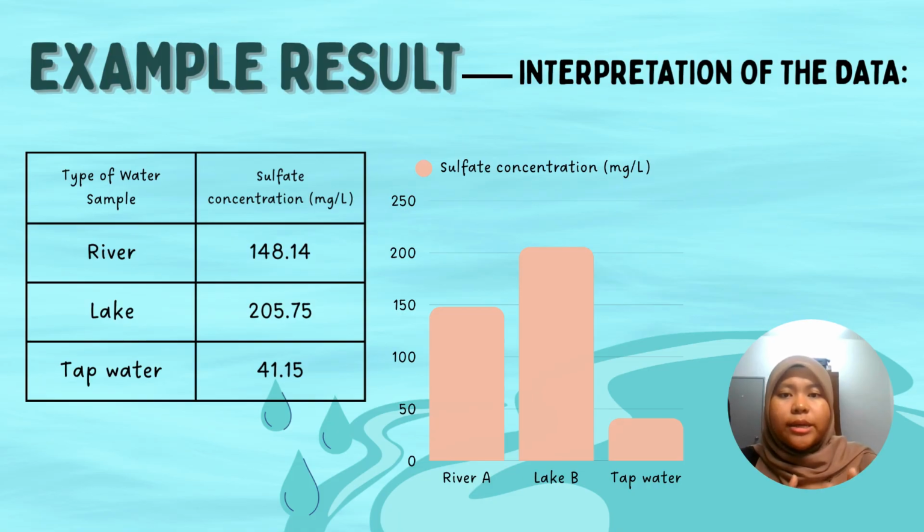These results indicate that sulfate levels vary among different water sources. Higher sulfate concentration in natural water bodies may be associated with environmental factors or pollution sources, whereas tap water has the lowest concentration due to water treatment processes. Therefore, monitoring sulfate concentration is important to assess water quality and ensure that water remains safe for use.